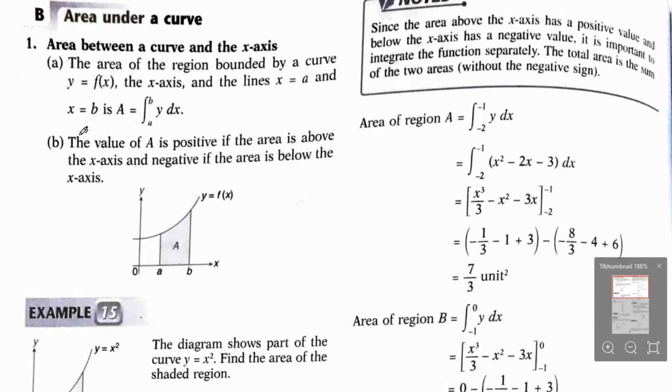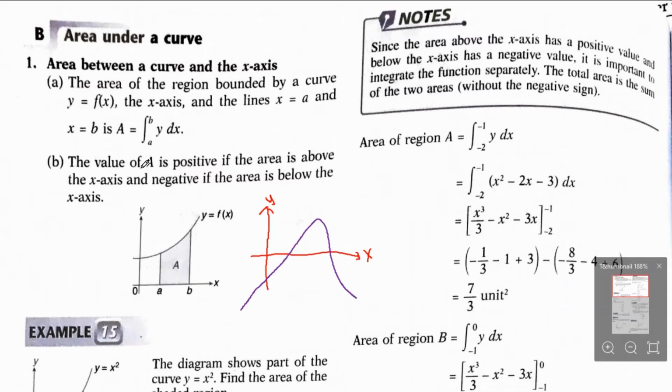Part B here. The value of A is positive if the area is above the x-axis and negative if the area is below the x-axis. That means, we have the y-axis and x-axis here. If the curve looks like this, let's say the area bounded by the curve and x-axis for this part, because this yellow part is above the x-axis, so this will be a positive area, positive value.